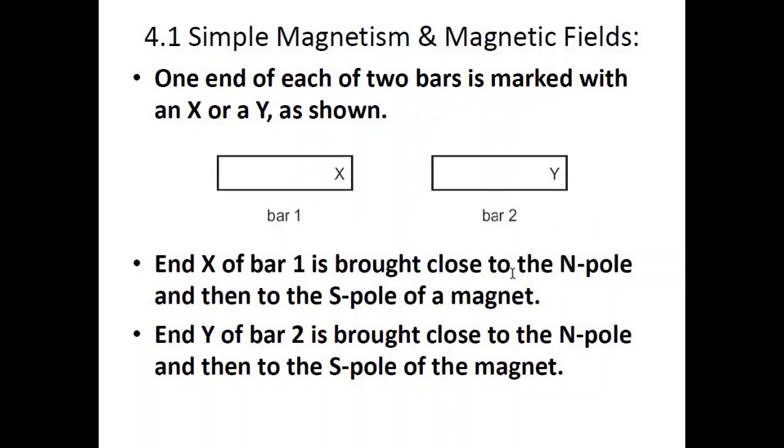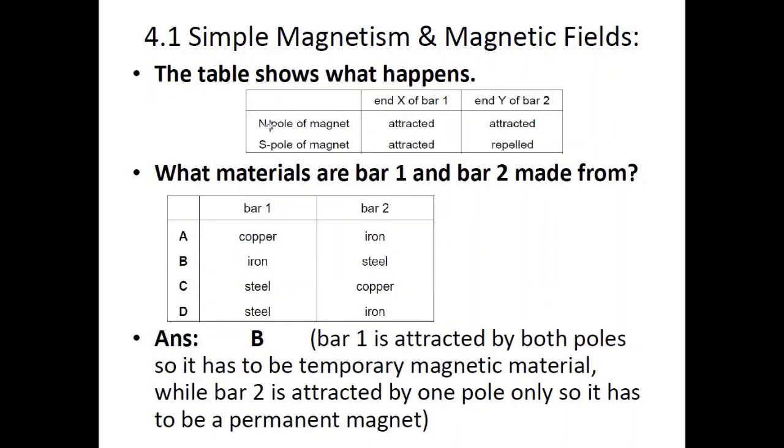One end of each of two bars is marked with an X or Y as shown, and X of bar 1 is brought close to the north pole and then south pole of a magnet, whereas end Y is brought close to the north and south pole of a permanent magnet. The table shows what happens. North pole of magnet, end X was attracted and Y was also attracted, and when it was brought to the south pole, X of bar 1 was again attracted, whereas Y was repelled. What materials are bar 1 and 2 made from?